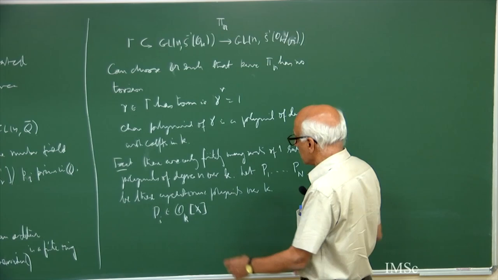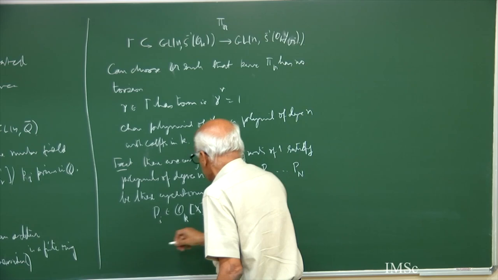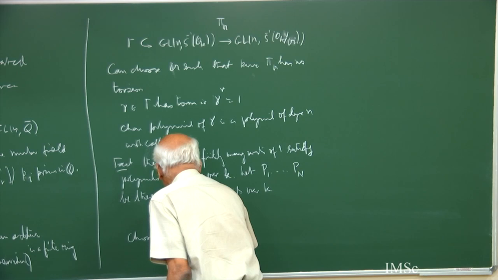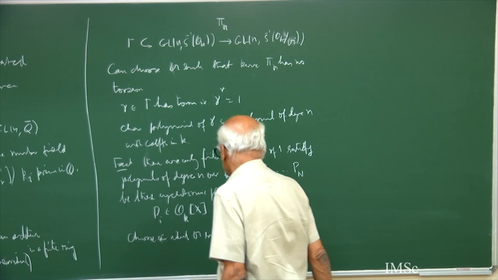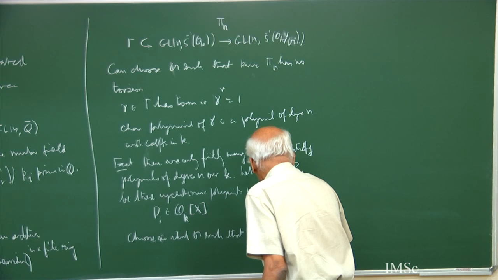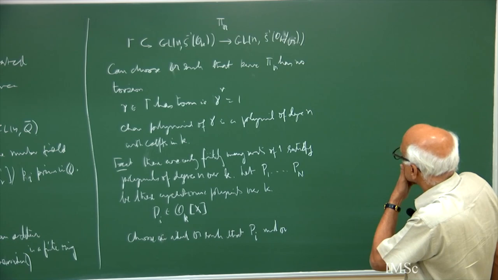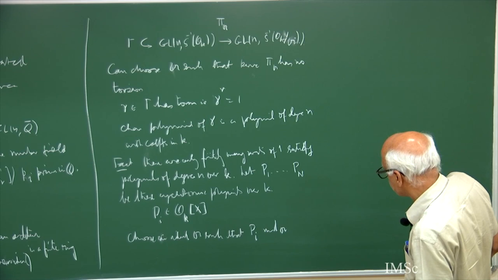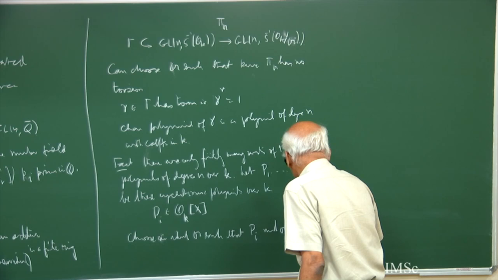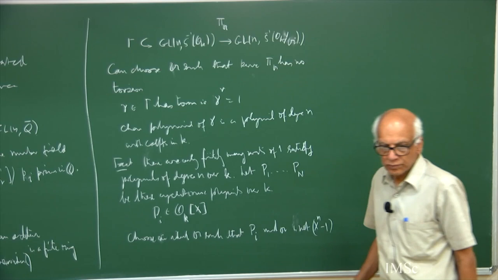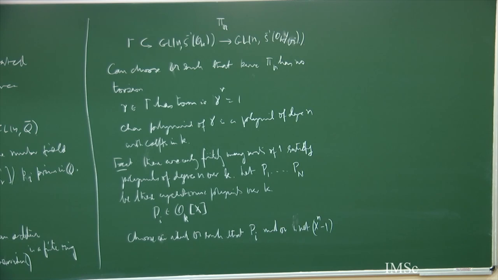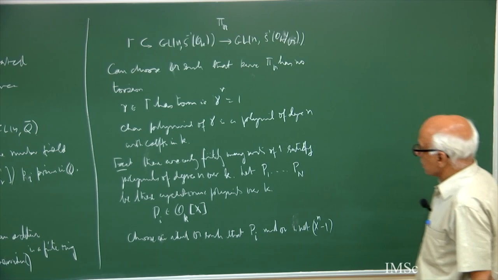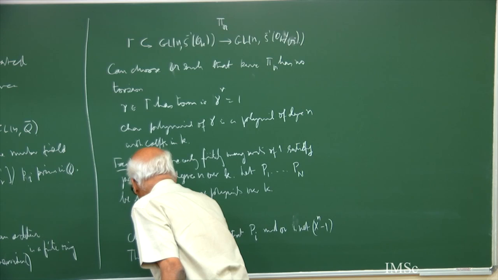Now, p_i(gamma) is 0. Suppose you choose an ideal A such that p_i mod A is not the characteristic polynomial. Just ensure that p_i mod A is not x to the n minus 1. Then I claim the kernel of pi has no torsion.